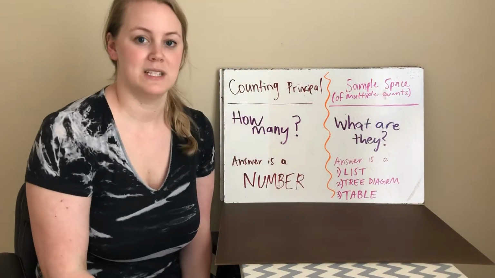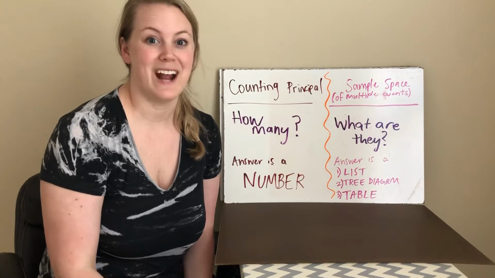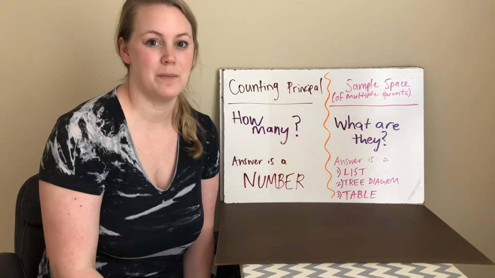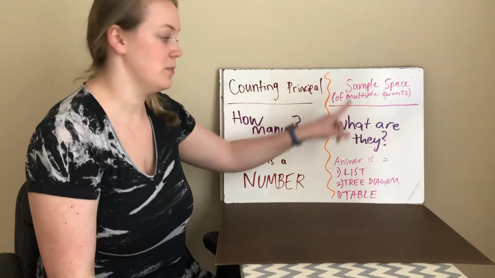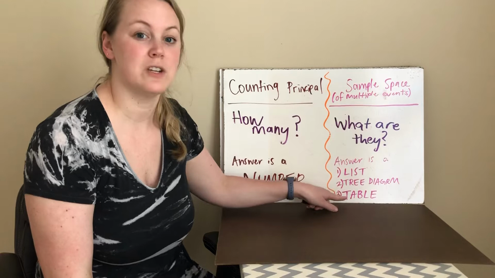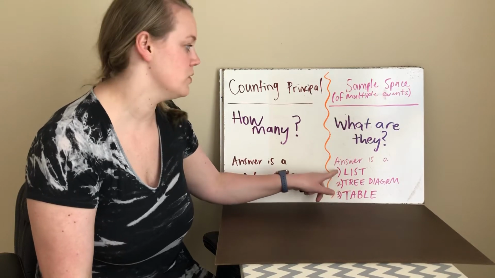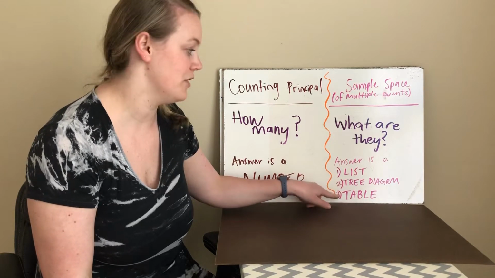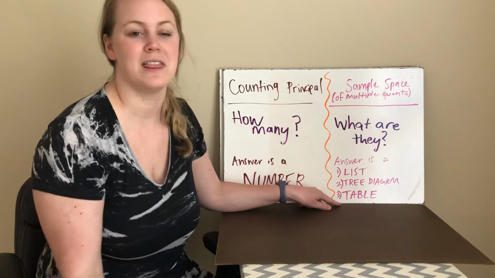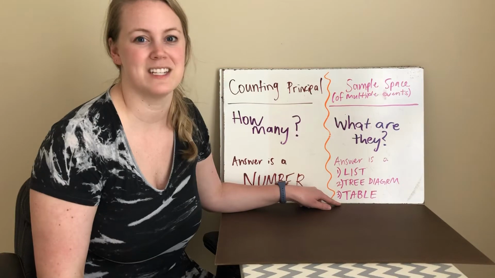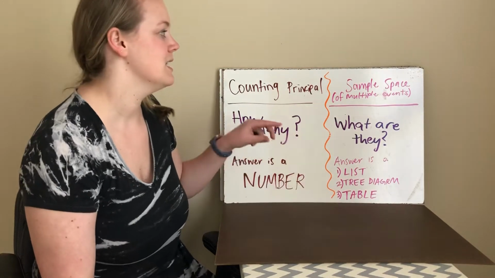If you are asked specifically to name the different outcomes within a multi-step event, we're going to use the sample space in 3 different ways, and you get to choose one of the 3 different ways. You can choose to do a list, a tree diagram, or a table, and I'm going to walk you through all 3 methods, and they're just little tricks to help you find the sample space of a multi-step probability.